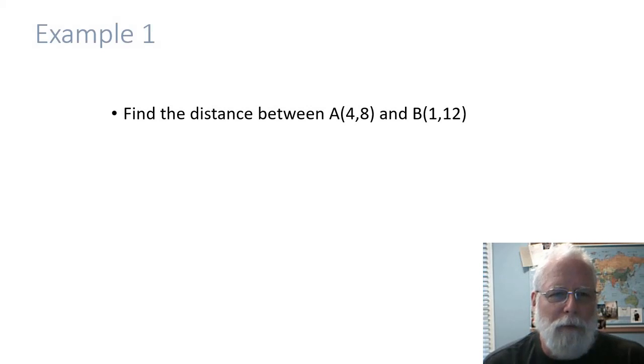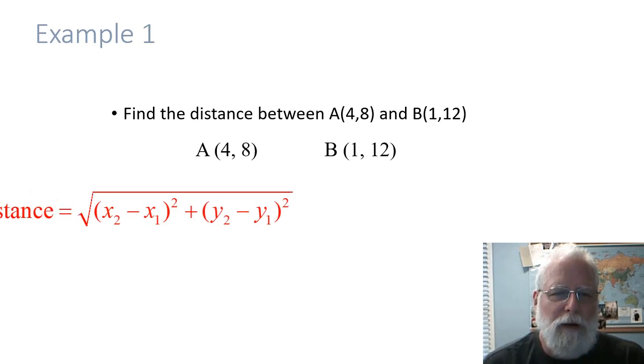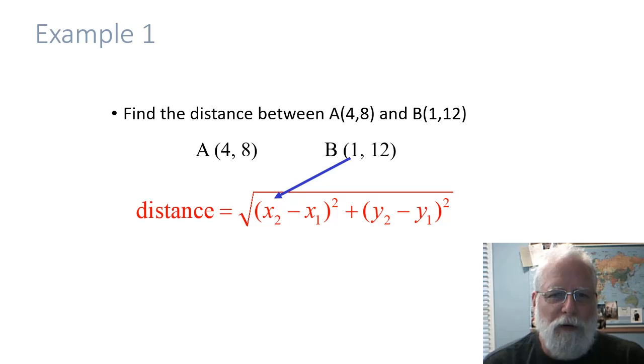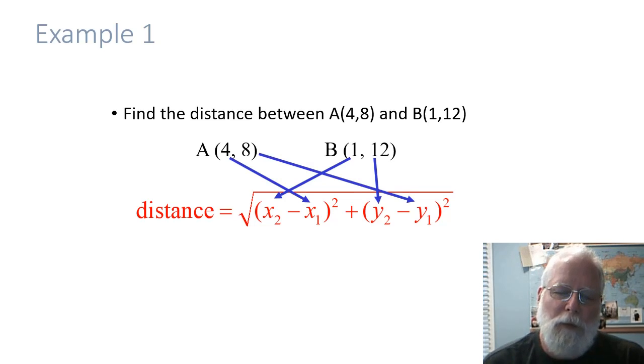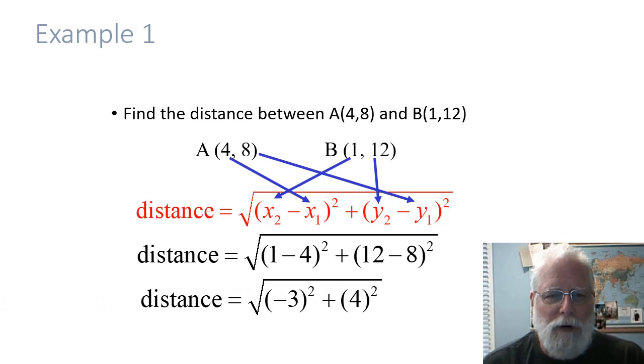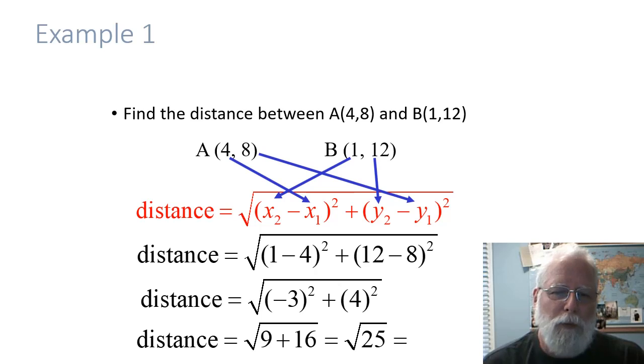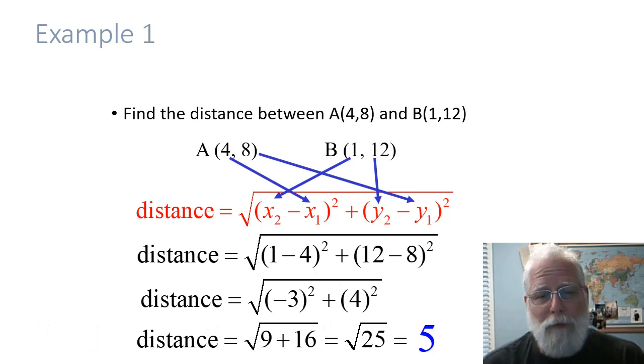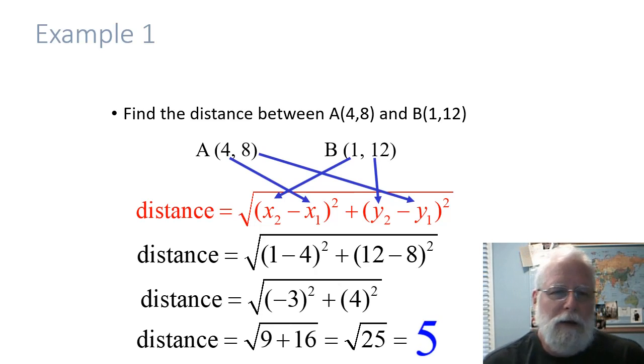So let's think of our problem. We've got to find the distance between A, 4, 8, and B, 1, 12. So first thing is that we should write our formula down. And then we're going to plug in the x's and the y's in the formula. And then we're just going to basically do what it says. So we keep in mind we've got to follow the order of operations. We're going to do 1 minus 4, and then we're going to square it. And we're going to do 12 minus 8, and then we're going to square it. And we're going to end up with 9 plus 16, which is going to be 25. And when we square root that, we find out the length is 5. All right.